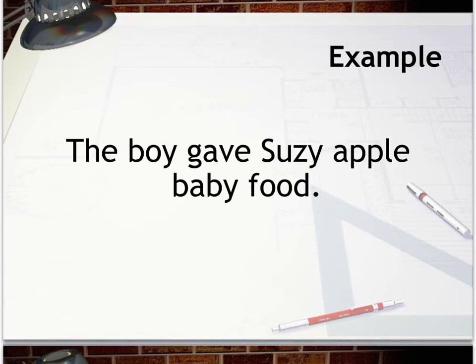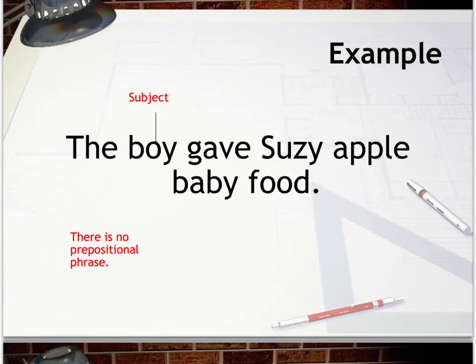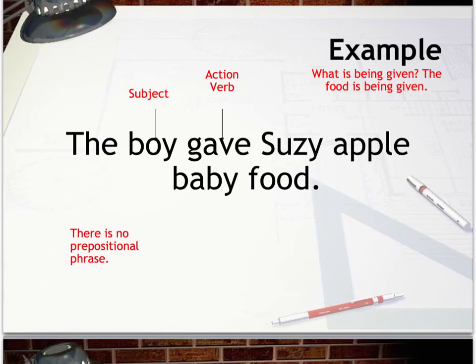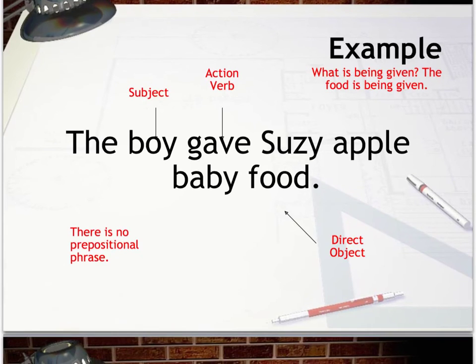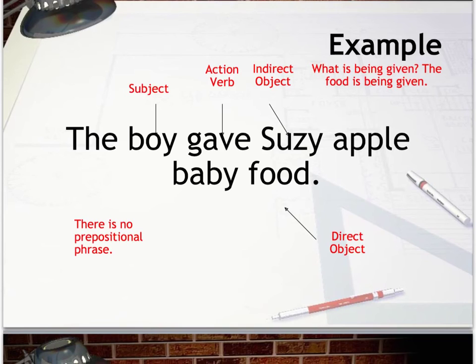Example again. The boy gave Susie apple baby food. There is no prepositional phrase. Boy is the subject. Gave is the action verb. Ask what is being given. The food is being given. Food is the direct object. Next, ask to whom or for whom is the direct object being given. It is being given to Susie. Susie is the indirect object.